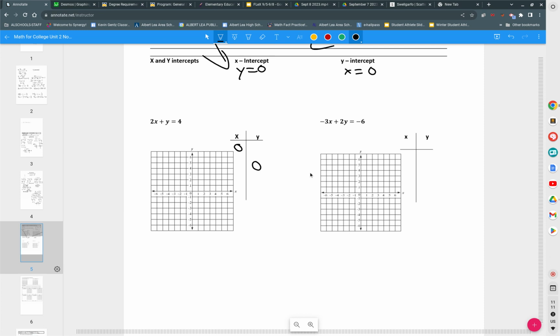If I plug in 0 for x, that's going to make this just kind of go away, isn't it? What is the solution for y? 4. Now I'm going to make y equal to 0. If I make y equal to 0, what is x? 2. X is 2. I have those 2 points, I can easily create a line. 0, 4 and 2, 0. Voila.